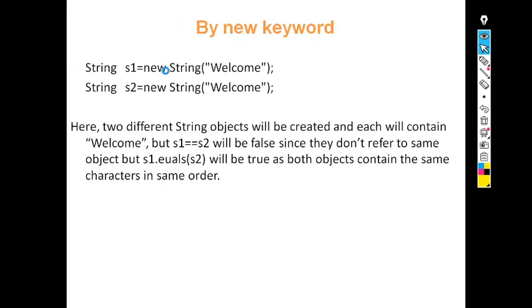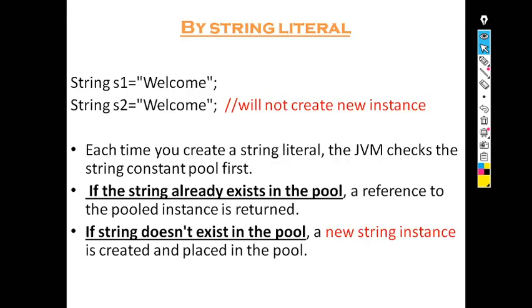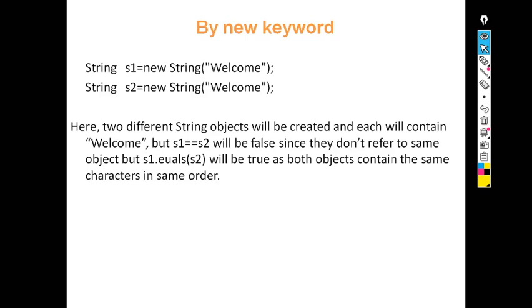And then by the new keyword also you can create a String, like String S1 equals new String("welcome"), again String S2 equals new String("welcome"). Now these two are different objects here. In the last example I told you that S1 and S2 are referencing the same string "welcome", but in the second one both are two different objects. S1 is a different object, S2 is a different object, and the difference between S1 == S2 and S1.equals(S2), you will understand later.